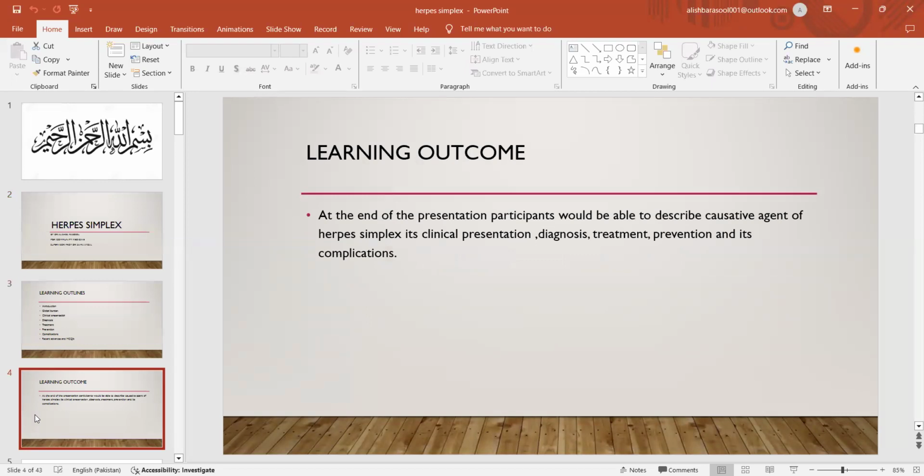The learning outcome will be at the end of the presentation, participants would be able to describe the causative agent of the herpes simplex, its clinical presentation, diagnosis, treatment, prevention, and its complications.